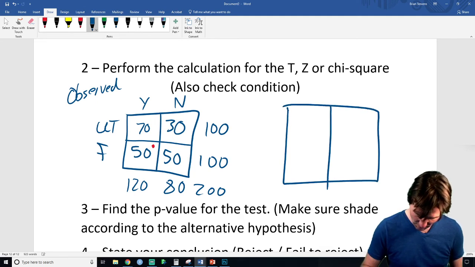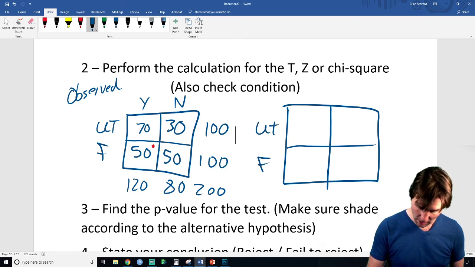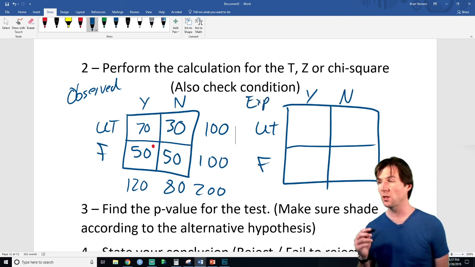Perfect, that's what we want. And now we need to do this all right here. We have UT, we have Florida, and we have yes, and we have no. These are all the expected values. We're going to compute them all.